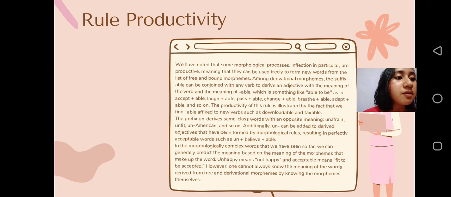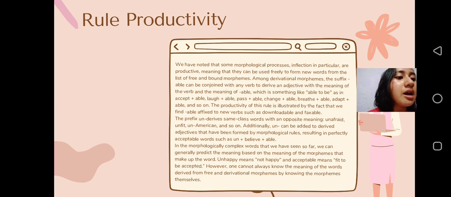Among derivational morphemes, the suffix -able can be conjoined with any verb to derive an adjective with the meaning of the verb and the meaning of -able, which is something like "able to be," as in accept plus able, log plus able, pass plus able, change plus able, breathe plus able, adapt plus able, and so on. The productivity of this rule is illustrated by the fact that we find -able affixed to new verbs such as downloadable and flexible.